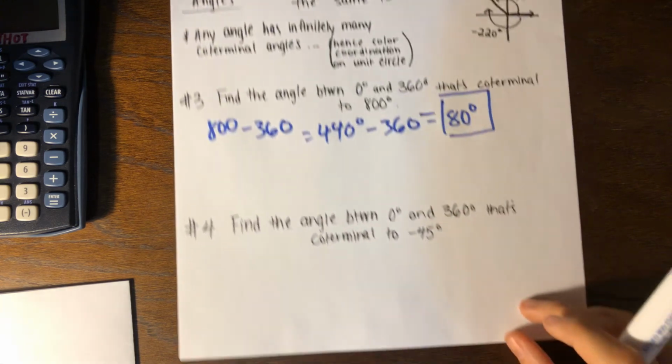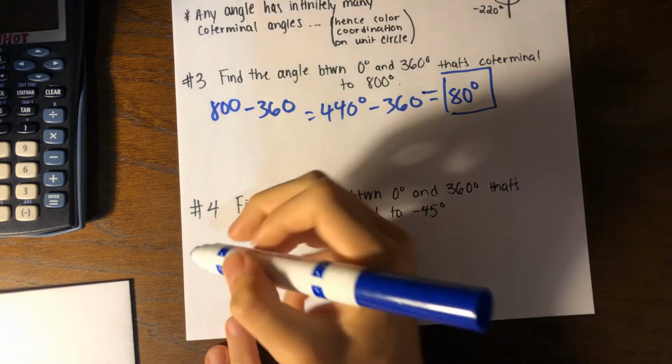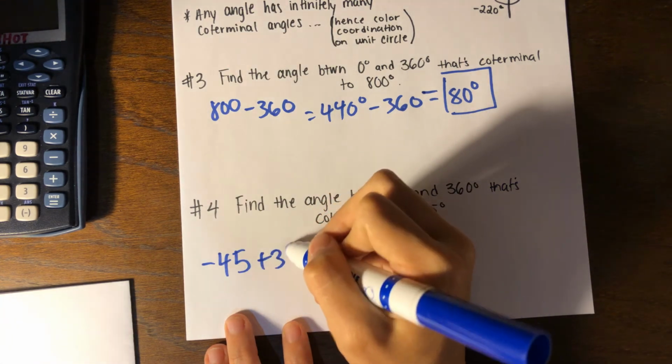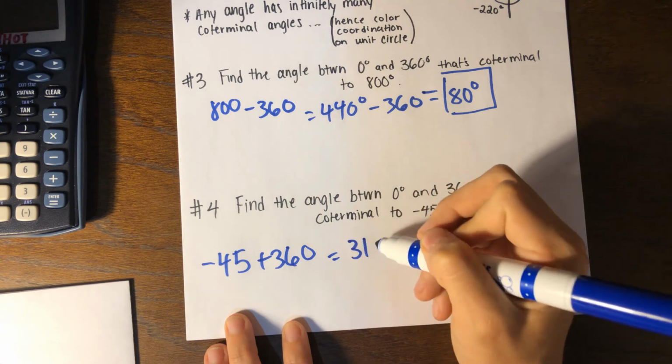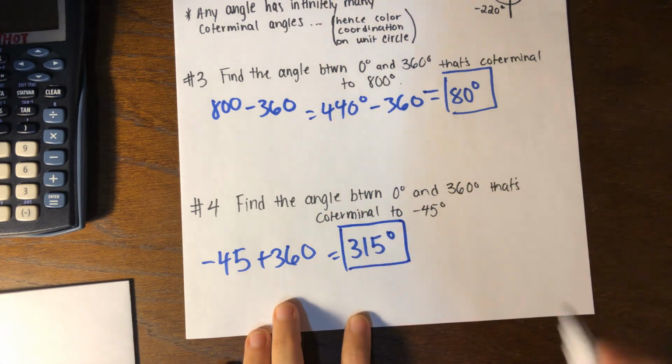Okay? Next one, we're finding the angle between 0 degrees and 360. So we need to find that coterminal angle, and they give us negative 45. Because we have a negative angle now, we still start with that, but instead of subtracting 360, we're going to add 360. So when I add 360, I get 315 degrees. Now you look to see, should I add this again? Well, if I add 360 again, it's going to put me out of the range. So this would be our answer. Okay? Let's move on to the next one.